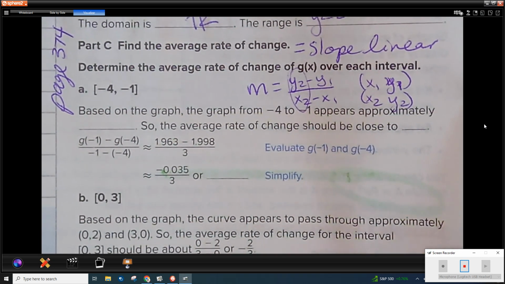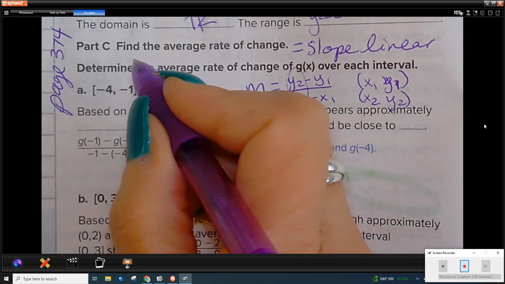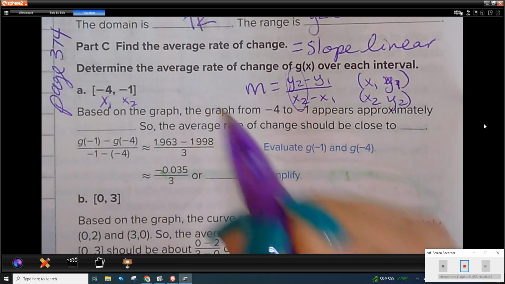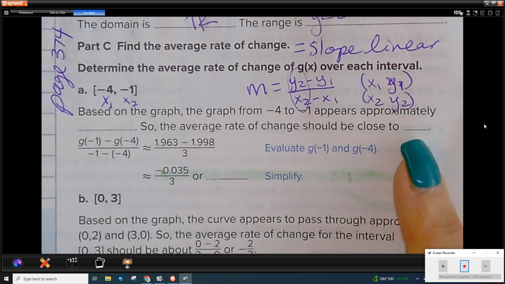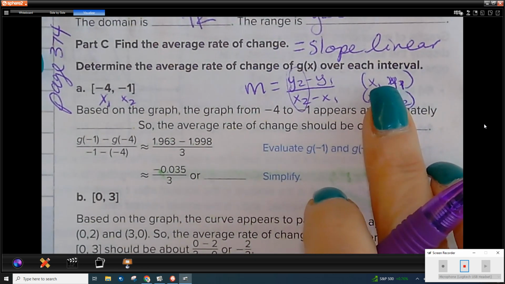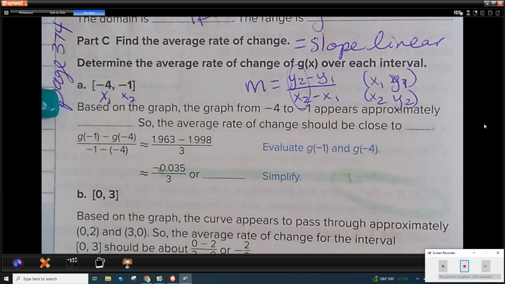So what they give you are the x values. So let's call this one x1 and x2. It doesn't matter which one's which. You're used to being given the whole value of the point, right? X and y, x and y. But now for rate of change, they'll only give you the x values.